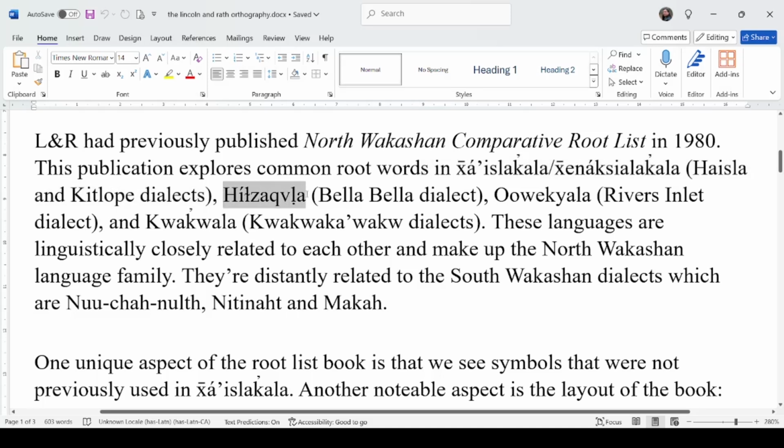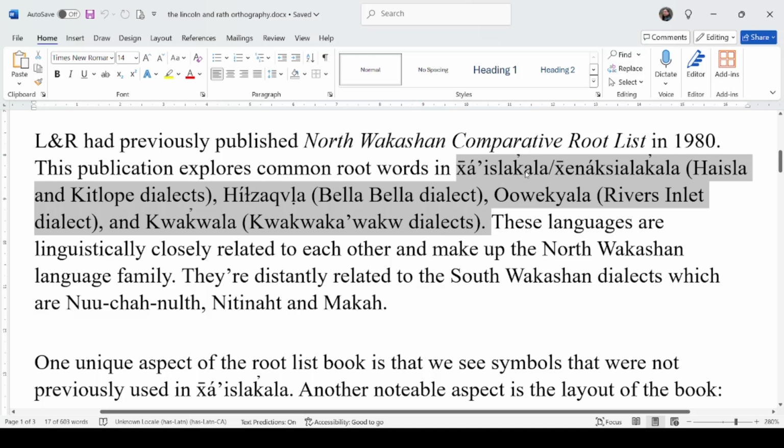Also included is Heiltsuk. Heiltsuk is the Bella Bella dialect. There's also Oowekyala, which is the Rivers Inlet dialect. And there are also root words in Kwakwala, which is the Kwakwaka'wakw dialects. So these languages are linguistically closely related to each other and make up the North Wakashan language family. So all of these dialects make up the Wakashan language family.